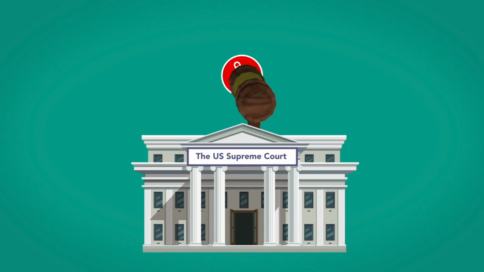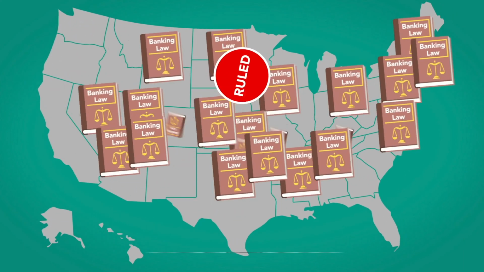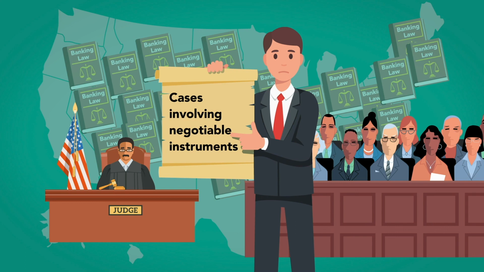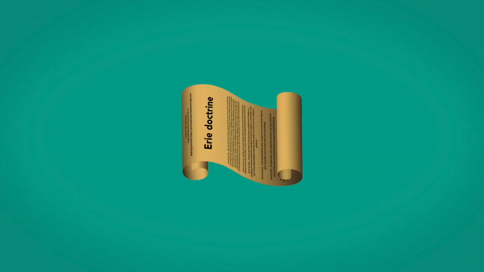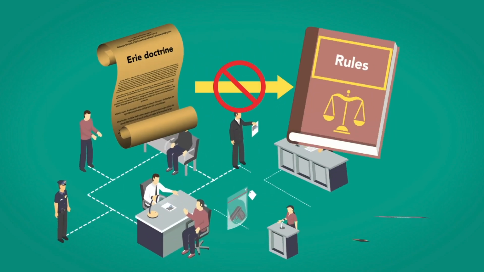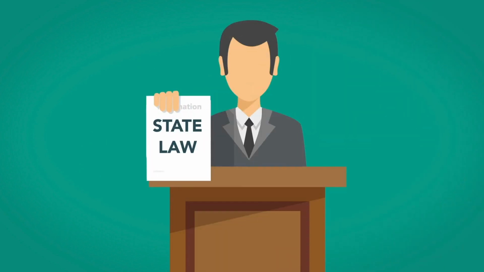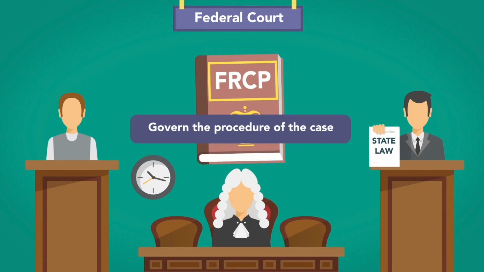For example, the Supreme Court ruled that in the interest of nationwide uniformity of banking law, federal courts had the authority to apply federal common law to cases involving negotiable instruments, thereby superseding contrary state law. Note, though, that the Erie Doctrine does not apply to procedural rules. So even in cases in which state law dominates the proceedings, in federal court, the federal rules of civil procedure would govern the procedure of the case.